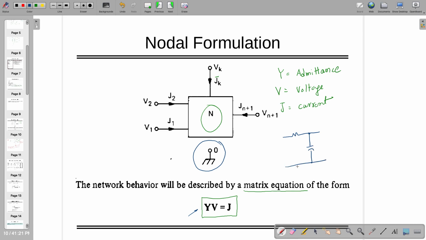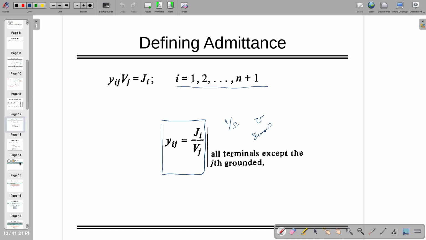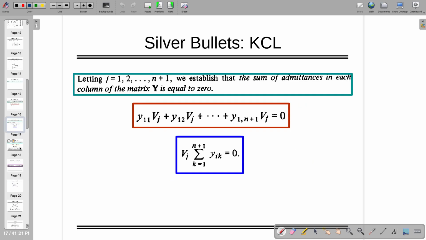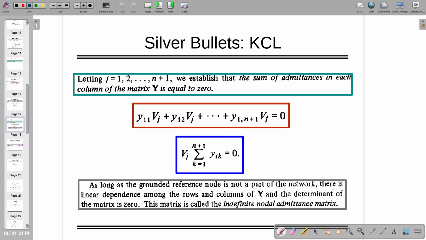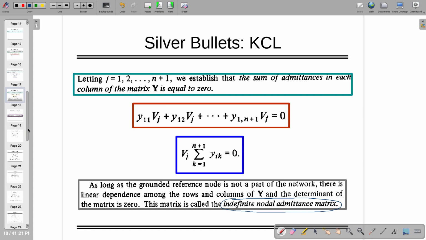If you remember, if you have done nodal analysis, for such a system, how many nodes are you going to take? One or two? Only one, right? This one, not this one. So 0 we are going to avoid, it's not required because everything is measured with respect to 0 volt. So if that is the case, then all the rows and columns of Y are linearly dependent and the determinant of the matrix is 0, and such a matrix is known as the indefinite nodal admittance matrix. These are just definitions to start with.